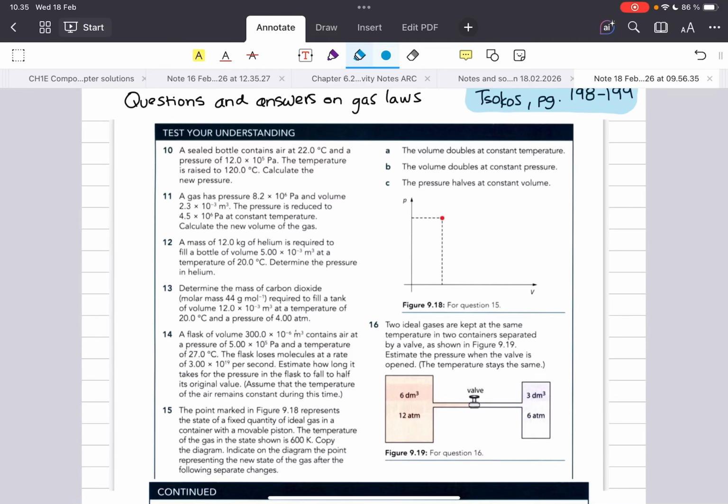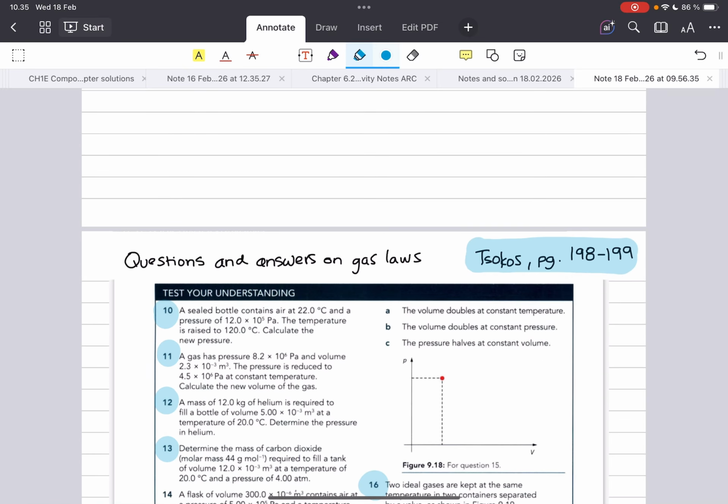So we'll do 10, 11, 12, 13, 15, and 16. And let's start with question number 10. Those, by the way, are in your textbook, and you will find them on pages 198 to 199. So I start with question number 10.